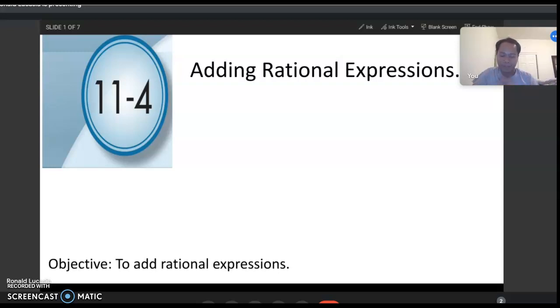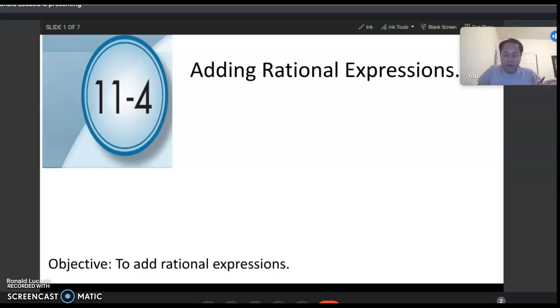Hi everyone. So today's lesson is about adding rational expressions. And at the end of the lesson, you must be able to add rational expressions. So in adding rational expressions, it's quite the same with adding fractions.